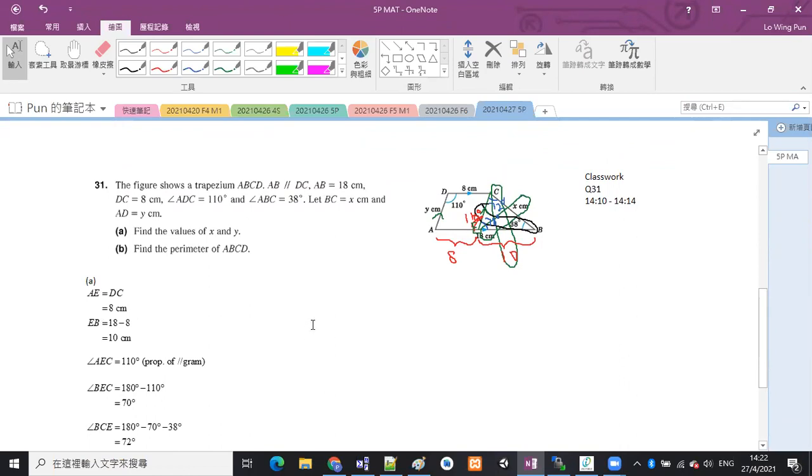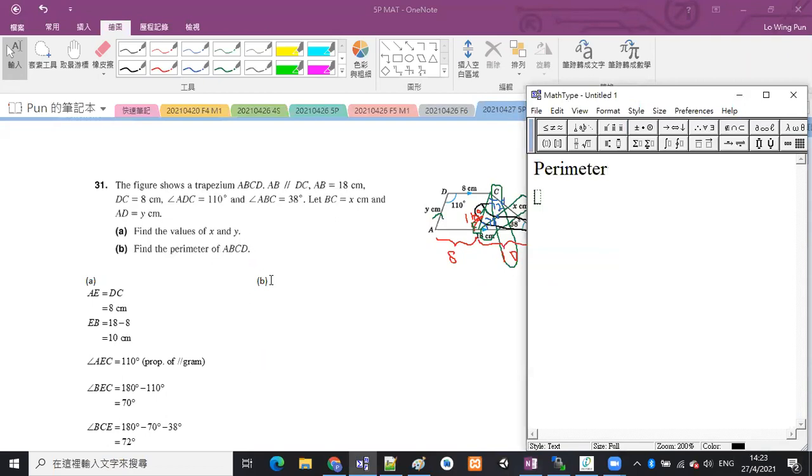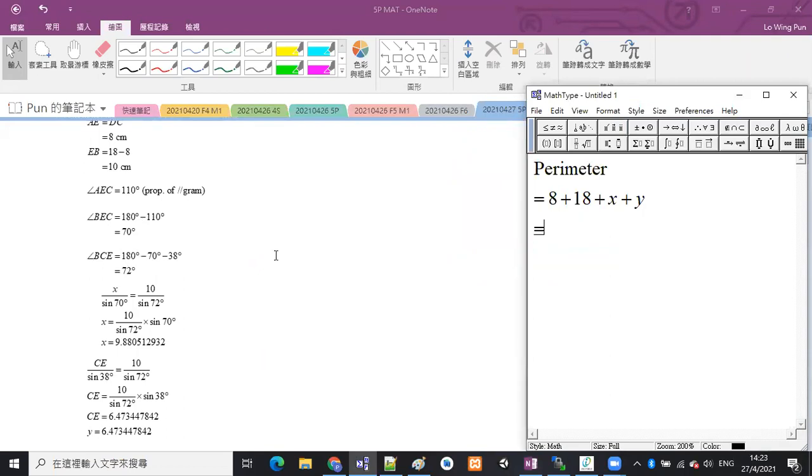So this one, I think this one is easy. Find the perimeter of ABCD. Okay, so every necessary piece of information has been found in part A, right? To find the perimeter, we need to find the length of all four sides. Okay, so that should be 8, 18, x, and y. So this one is a stupid question, I think. Perimeter is equal to 8 plus 18 plus x plus y. Okay, and then we just use the result from part A to do the calculation.